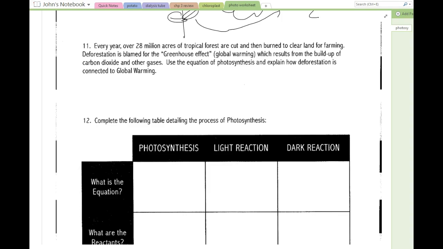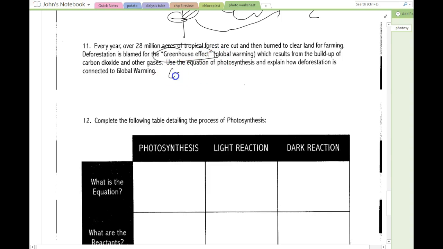Every year we cut down 28 million acres of tropical forests. It's probably more than that now. Deforestation is blamed for what we call the greenhouse effect, which results from the buildup of carbon dioxide. Use the equation of photosynthesis and explain how deforestation.